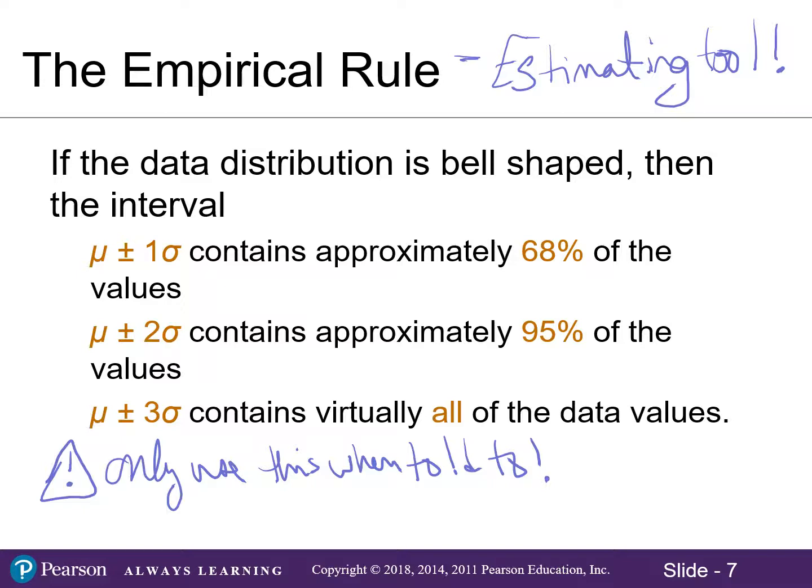So if you're looking to do some budgeting or making sure that you're not losing any money, please do not use the empirical rule. However, if you're just trying to forecast what your sales next quarter might be, this is a great tool for that because it's good at estimating.